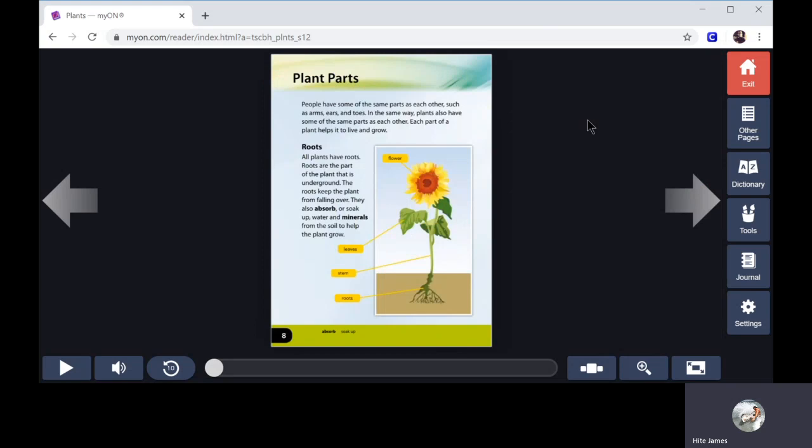Plant parts. People have some of the same parts as each other, such as arms, ears, and toes. In the same way, plants also have some of the same parts as each other. Each part of a plant helps it live and grow. Roots. All plants have roots. Roots are the part of the plant that is underground. The root keeps the plant from falling over. They also absorb or soak up water and minerals from the soil to help the plant grow.